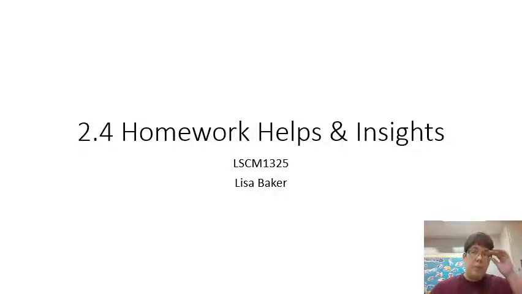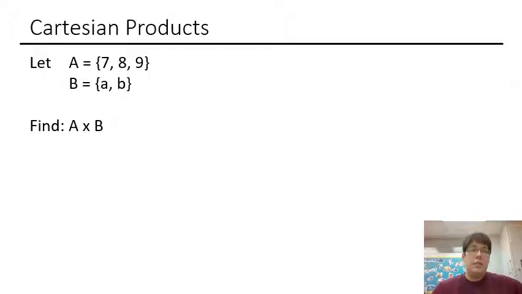All right, we're going to wrap up our chapter on set theory by looking at section 2.4. This is actually going to talk about what we call Cartesian products. And so let's go ahead and define that so we know what we're looking at. Suppose you have the set A, which has 7, 8, and 9.